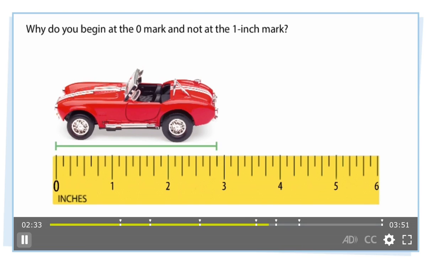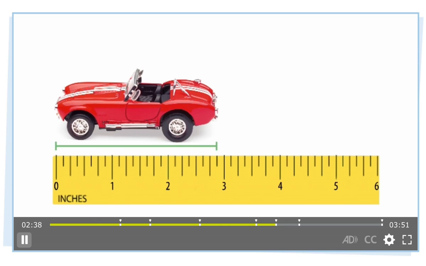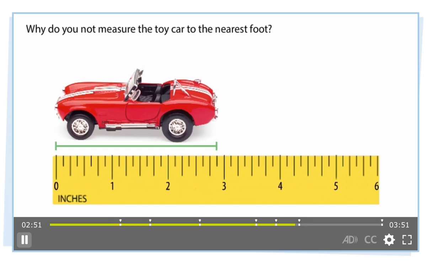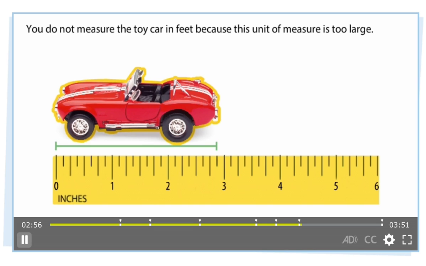Why do you begin at the 0 mark and not at the 1 inch mark? You can begin at any mark, but it is easier to measure if you begin at 0 because it is easier to subtract 0 from any number. Why do you not measure the toy car to the nearest foot? You do not measure the toy car in feet because this unit of measure is too large.